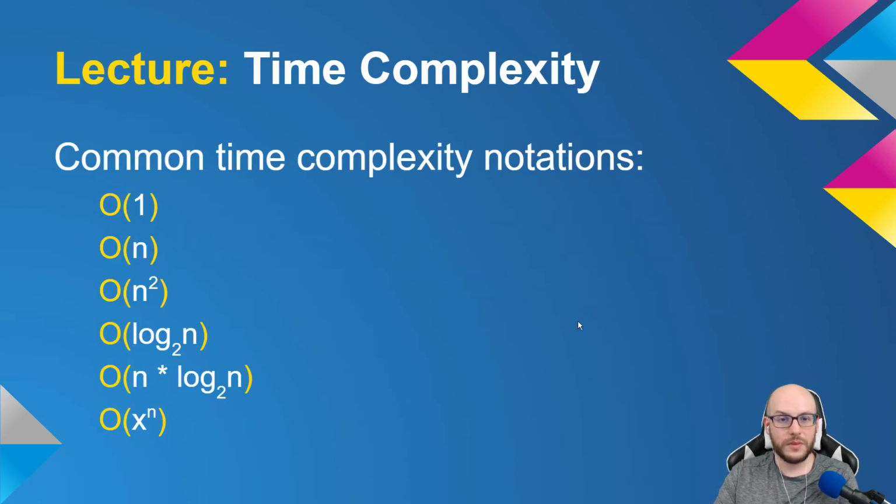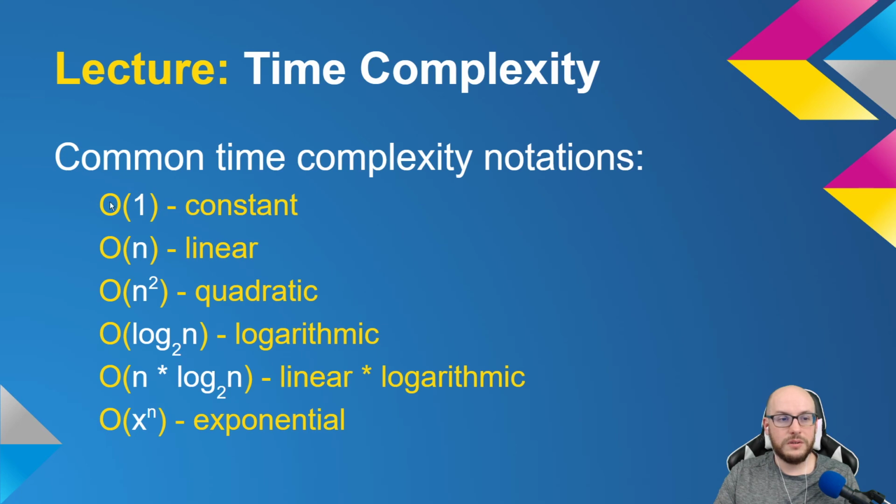Here are some other common time complexity notations, and we're going to assign names to these, right? We have seen this one, and we have seen this one now. We would call this first one constant, right? I used that word earlier. Linear, we saw this with linear search. Quadratic, there's a lot of sorting algorithms that are in this area. Logarithmic, linear logarithmic, and then exponential.